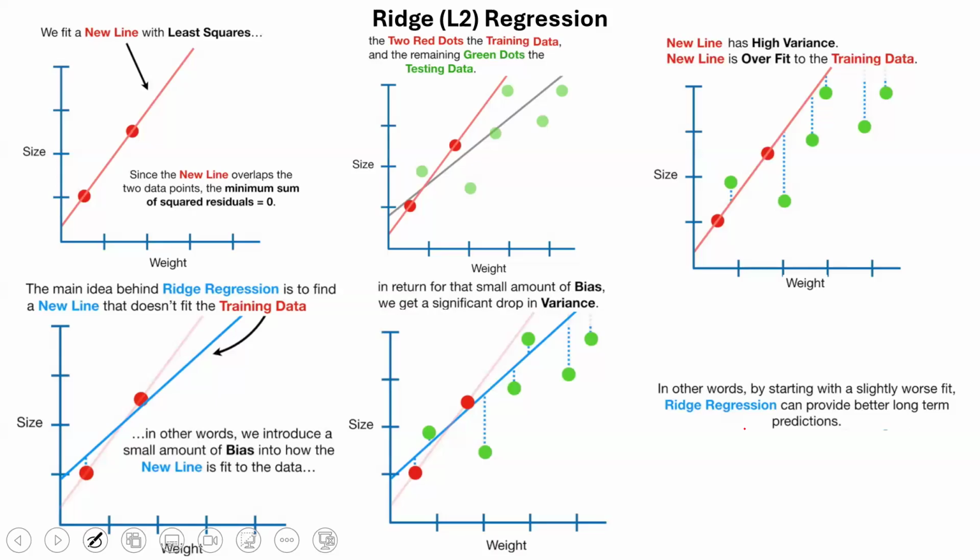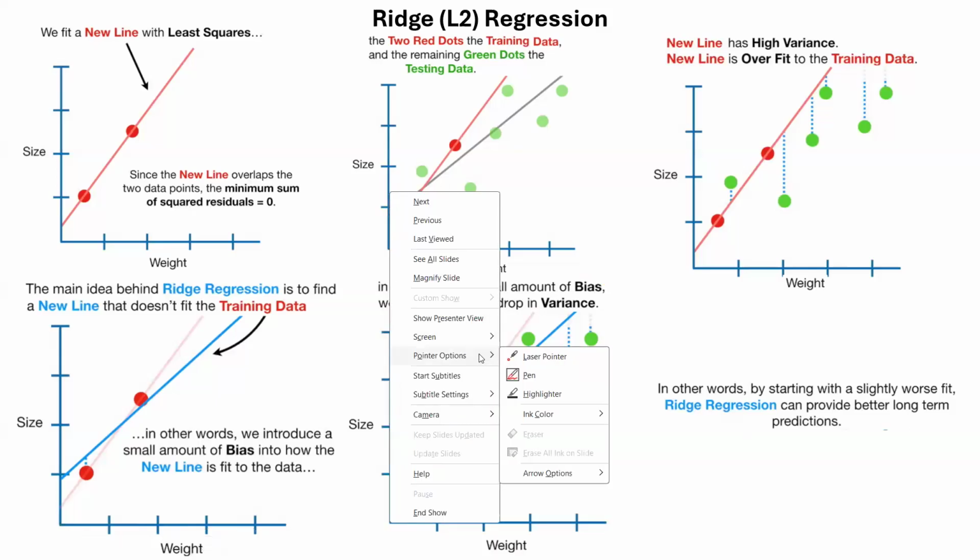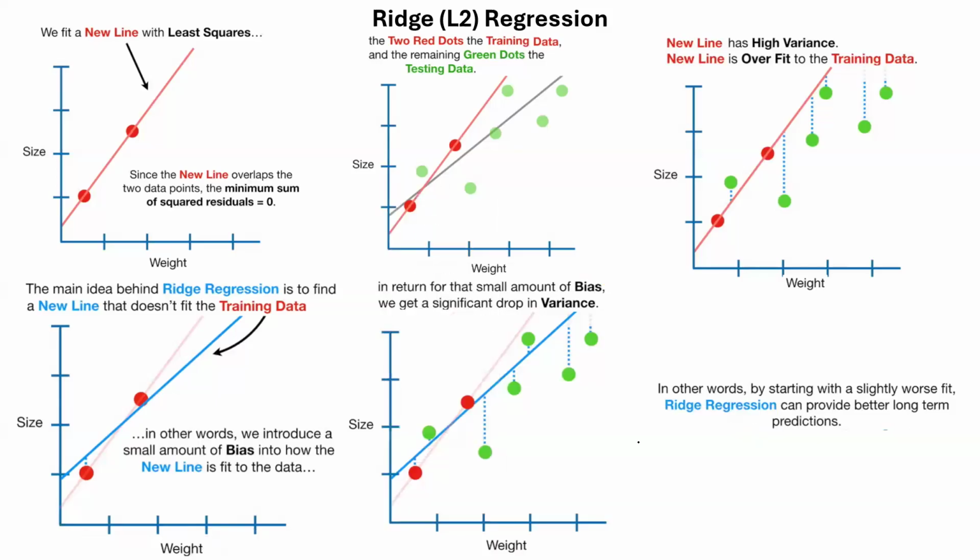So the main idea of ridge regression is to avoid overfitting. Let's suppose I have only 2 points, and I am trying to fit a new line to these 2 points. For 2 points, I can fit a straight line to them. So there is no harm. The minimum sum of squared distance for these 2 points will always be 0. That means we are getting an optimal line.